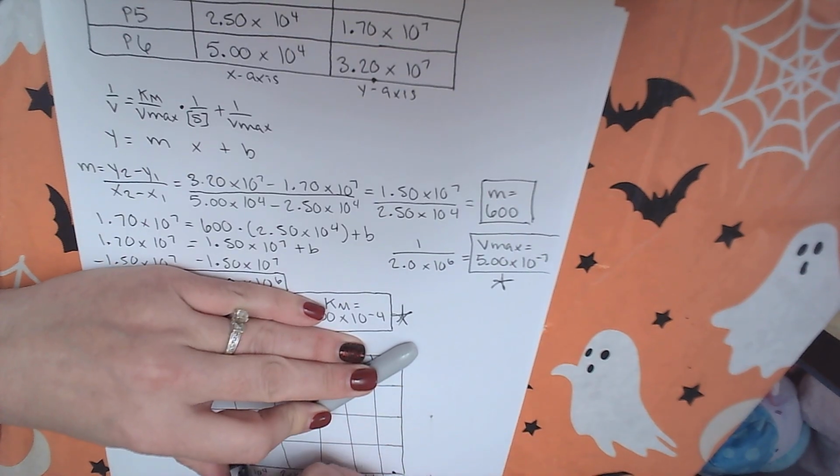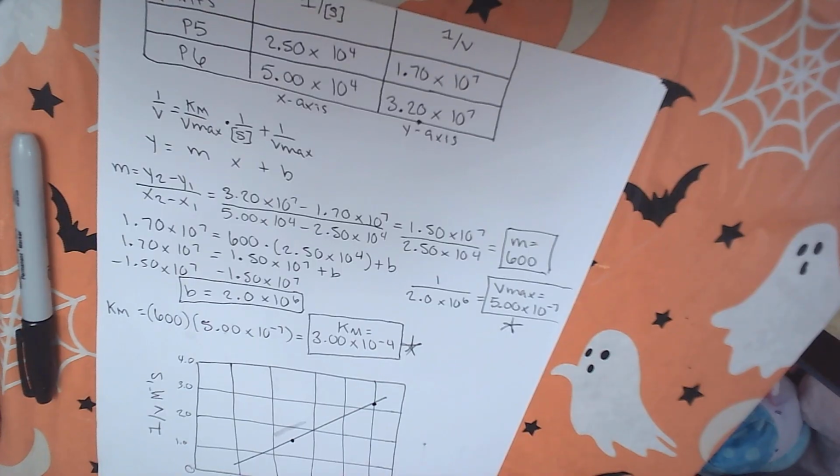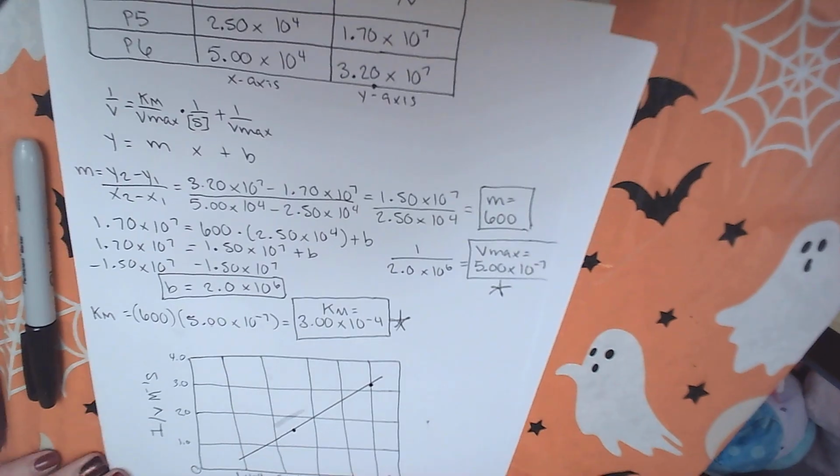All right. Looks good. This would be your plot, your Lineweaver-Burk plot with our Vmax and Km solved.